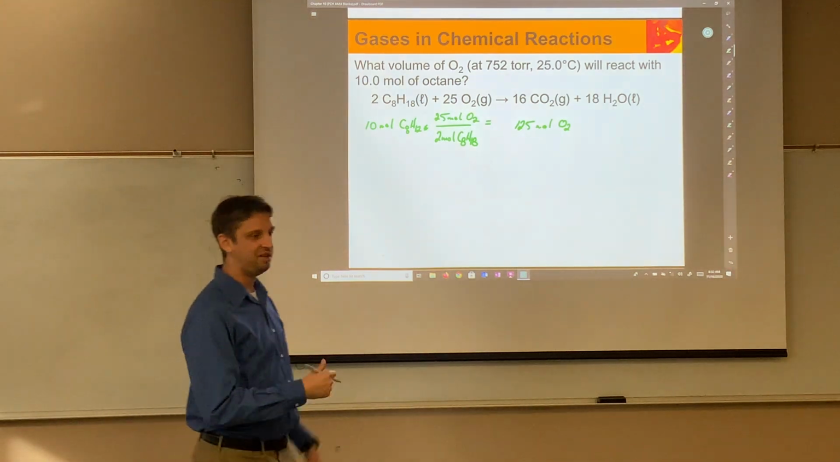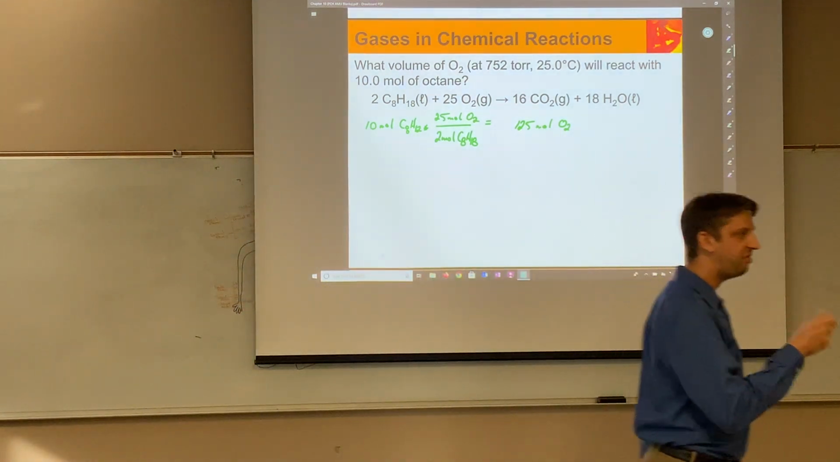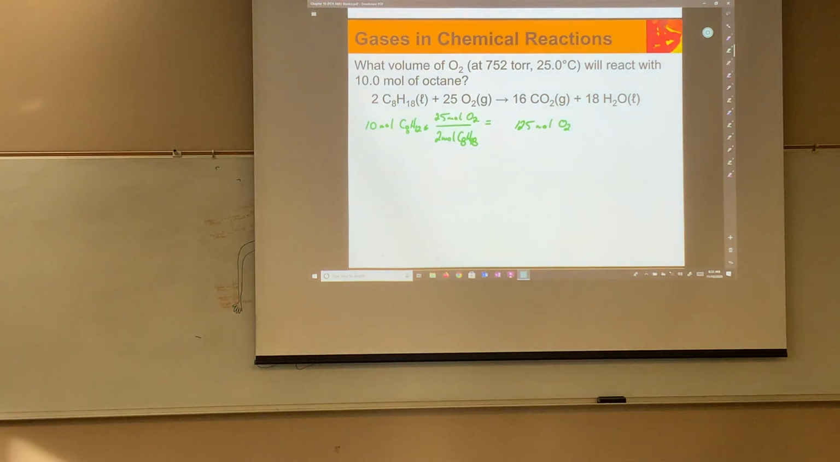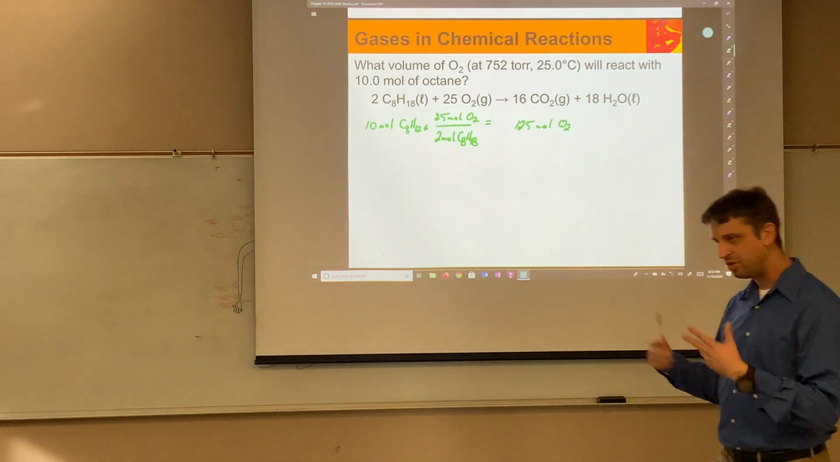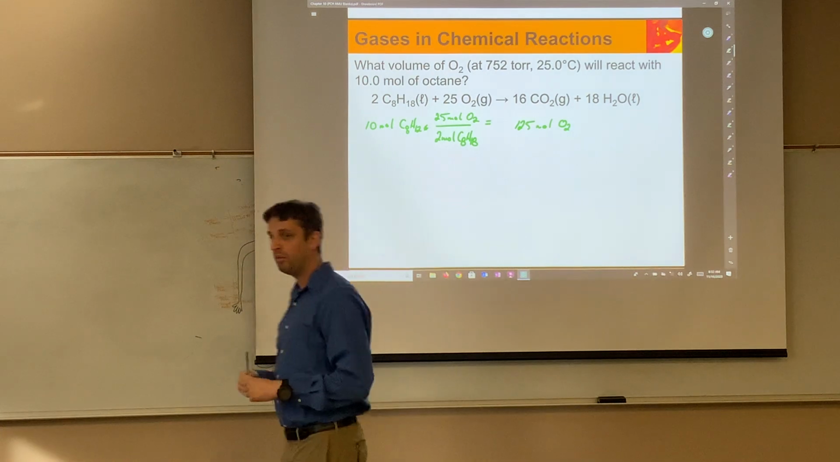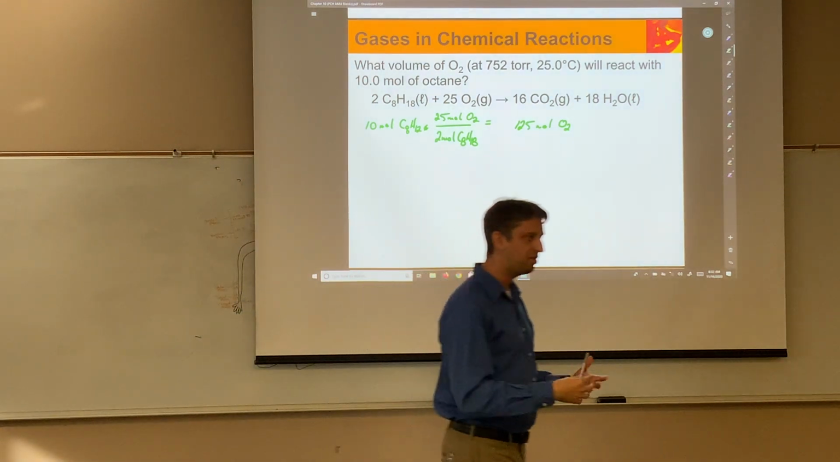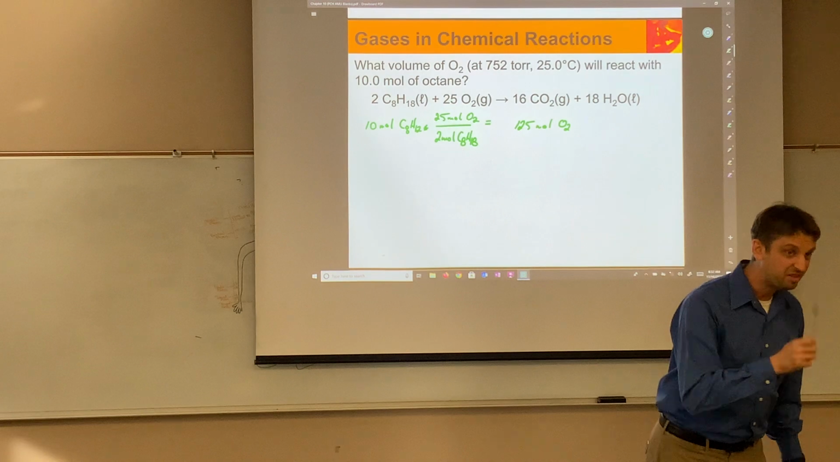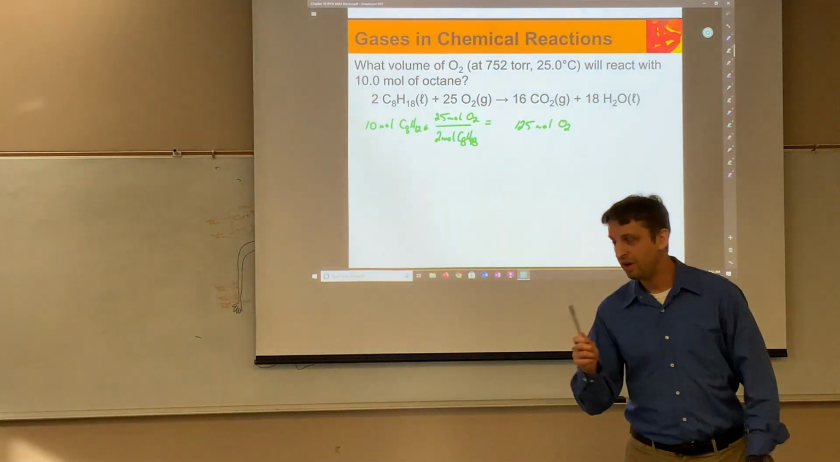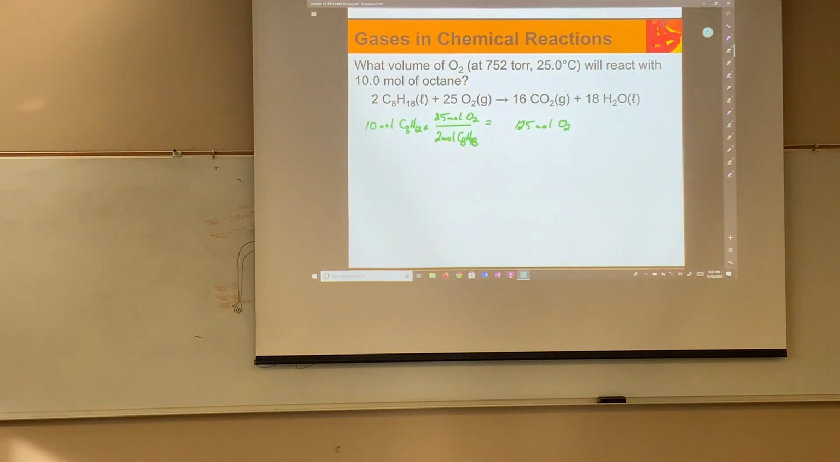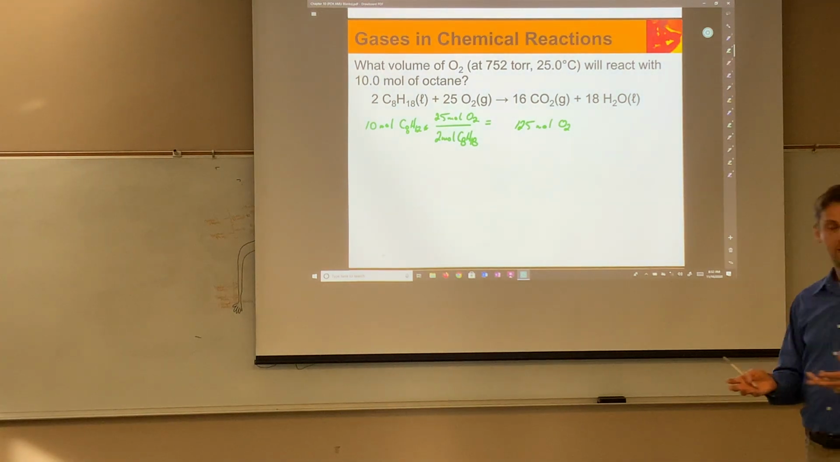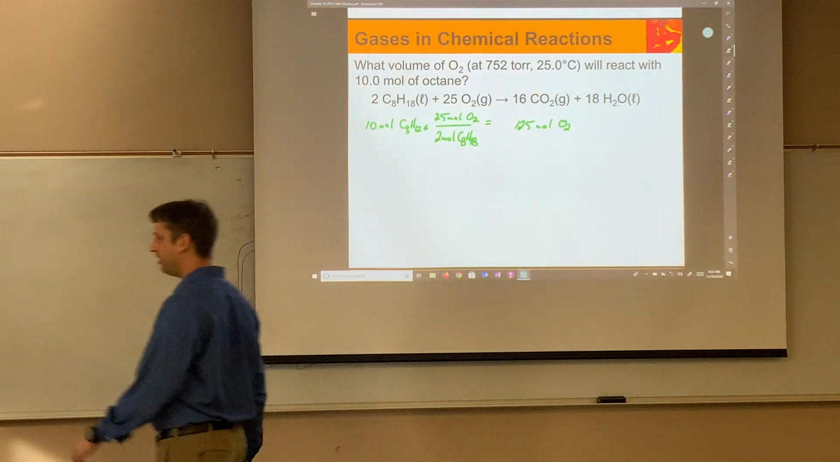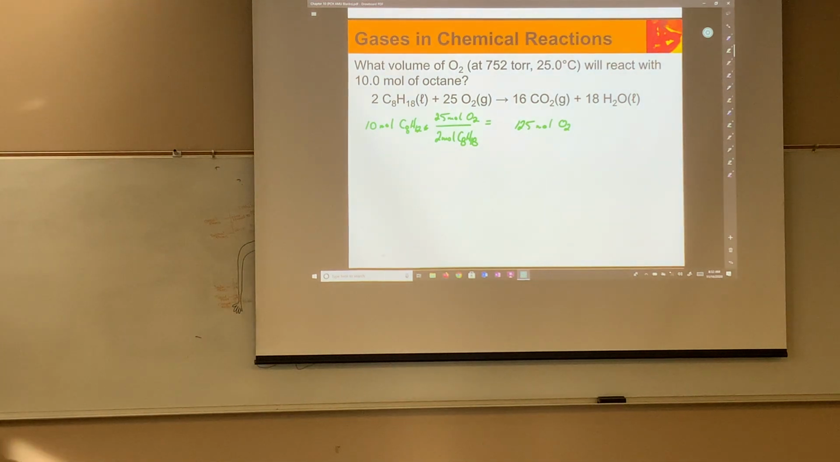Why do I need this? Well, what am I trying to figure out? We're trying to figure out volume of a gas, right? O2 is a gas. What equation can I use to figure out volume of a gas? It's a secret equation that we use for every other problem in this chapter, right? It's our ideal gas law, right? PV equals nRT. Do I have information about pressure given to me?